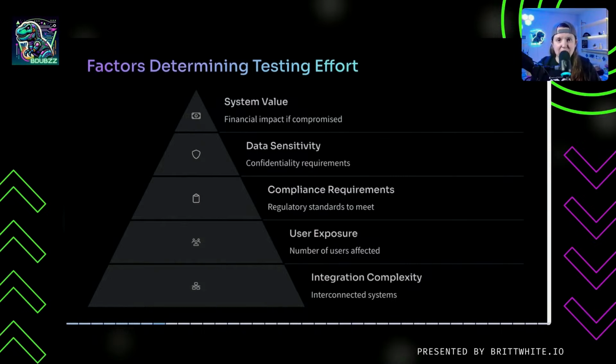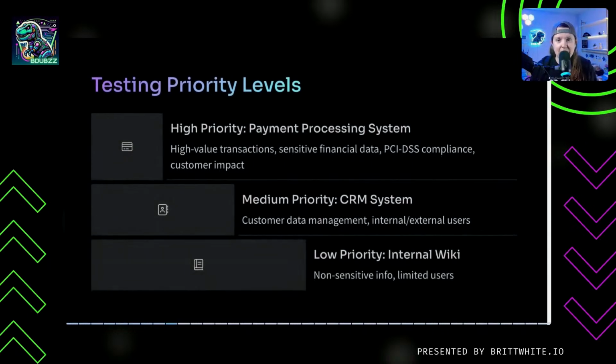Now let's look at an example of how we prioritize security testing. At the top of our priority list sits our payment processing system. It's absolutely critical, handling over $1 million in daily transactions, processing sensitive financial data, and requiring PCI DSS compliance. With direct customer impact, this system demands our most thorough testing protocols. In the middle of our priorities, we have our CRM system. While this is important, managing customer data and serving both internal and external users, it doesn't have the same financial exposure as our payment system. This calls for regular testing, but not quite as intensive as our high-priority systems.